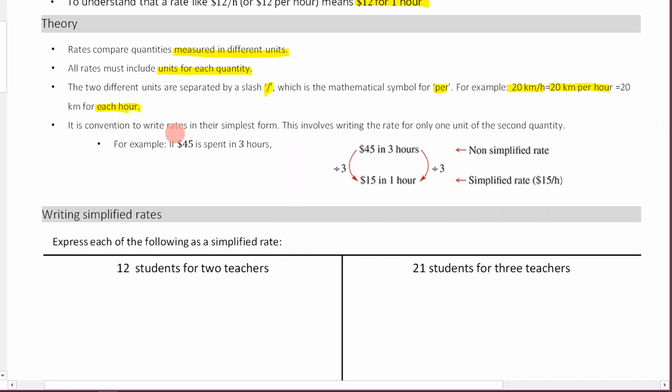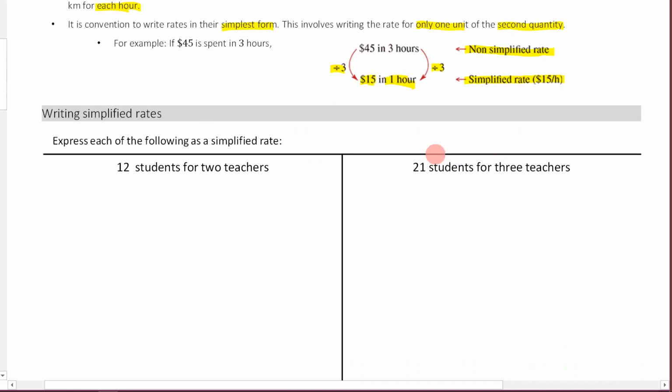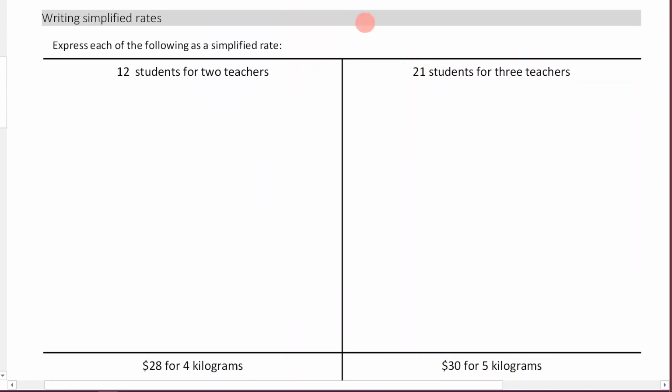It is convention to write rates in their simplest form. This involves writing the rate for only one unit of the second quantity. So instead of saying $45 in 3 hours, you would write this second quantity as one unit, so as 1 hour. So you divide both sides by 3, and you're going to say $15 in 1 hour. This top one represents the non-simplified rate, and this bottom one represents the simplified rate. And then you can write it as $15 per hour with the slash there. Now we're going to work through a few of these examples and see if we can simplify some rates.